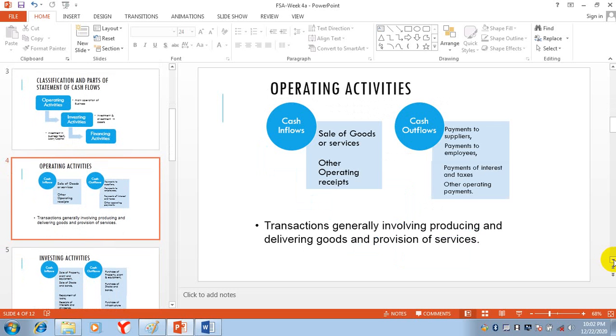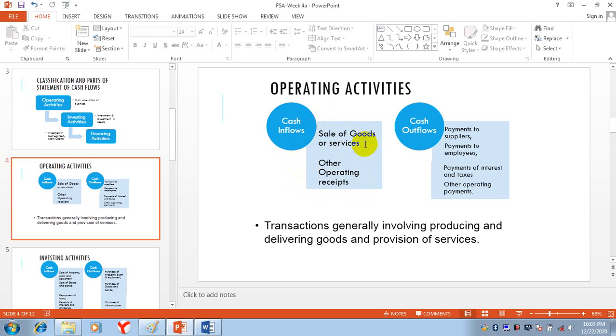Now we will check which things come in operating activities and which come in investing and financing activities. In operating activities, cash inflows are sales of goods or services and other operating receipts, such as commission. That is cash inflow.